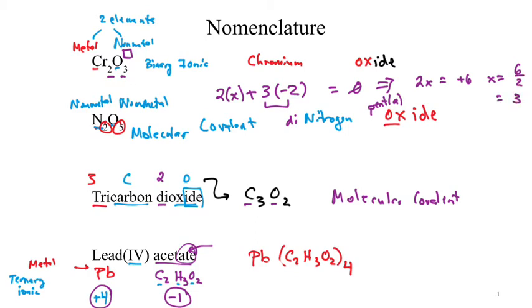I'm going to shush it. What did we say x was? There it is, the charge on chromium. Where do we specify the charge? Roman numeral 3.